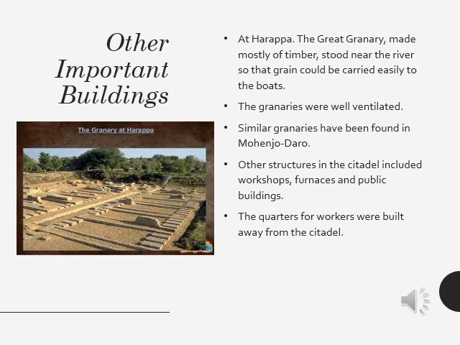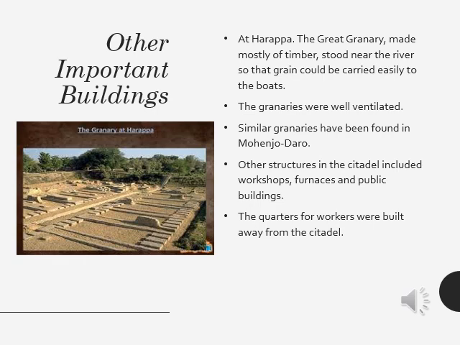Children, now we are going to discuss a few more important buildings of the Indus Valley civilization. At Harappa, the Great Granary. Granary means a place where Indus Valley people used to store excess grain for trade. Made mostly of timber, it stood near the river so that grain could be carried easily to the boats. The granaries were well ventilated. Similar granaries have been found in Mohenjo-daro.